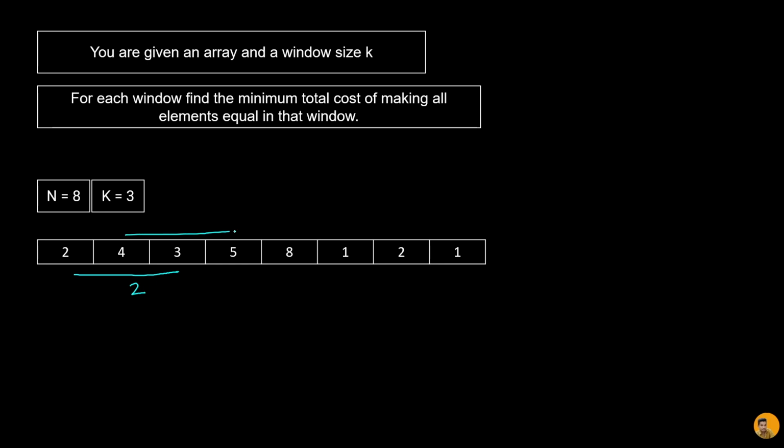For this window, 4, 3, 5, let's try to make them all 4. So +1 I have to put in, and again -1. So this is going to give us 2. So for this window also it is 2. So like this we can go ahead.